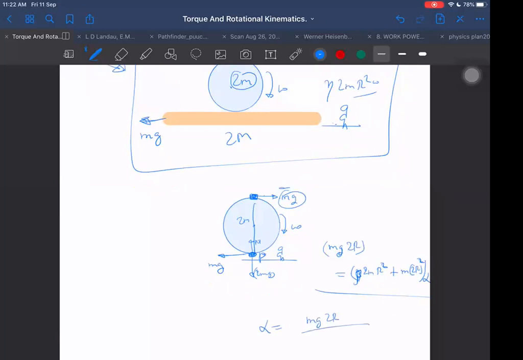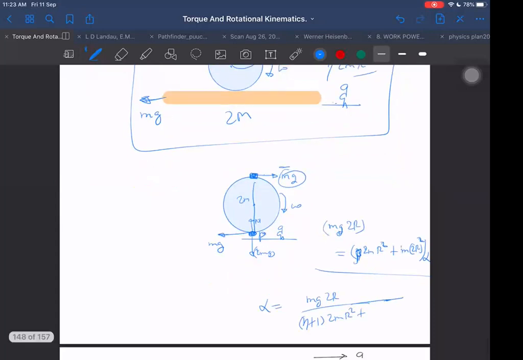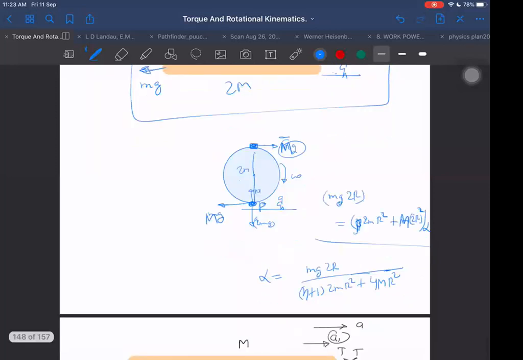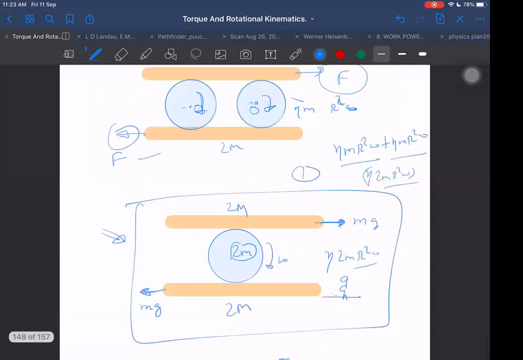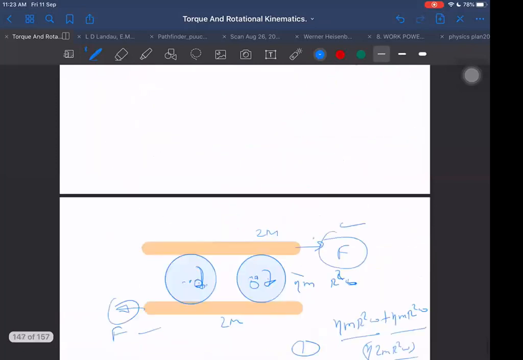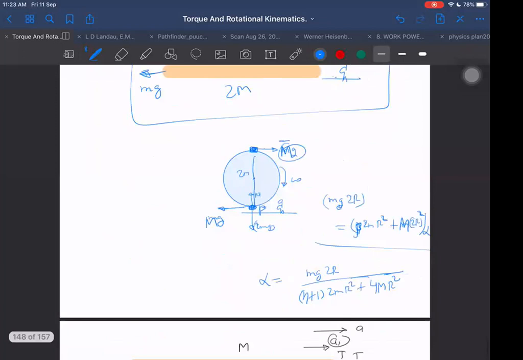Beta value for this, if it is a cylinder, we can find beta. Okay, beta is eta plus 1, eta plus 1 into 2m r square plus capital M, I should write capital M, plus 4m r square. So what do we get now? Is it same or something different? This numerator also capital M only, sir.